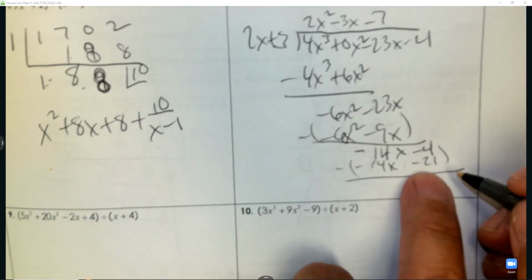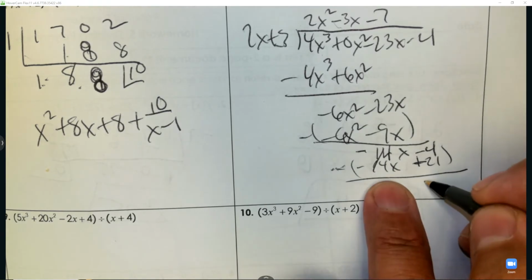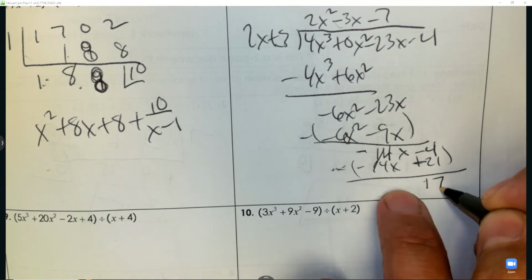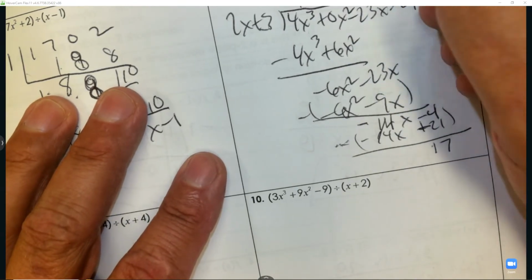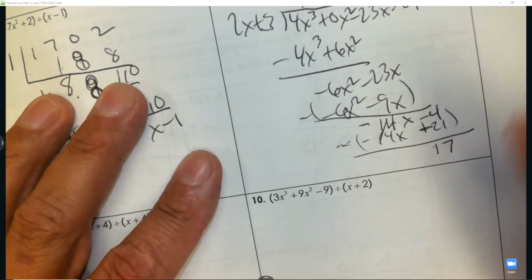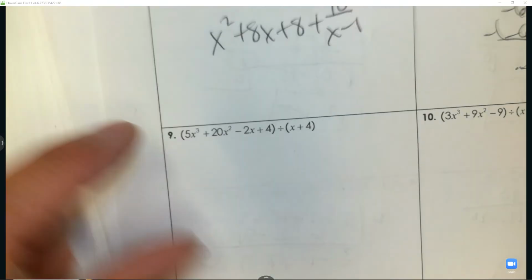Subtract a negative, so this is like adding 21. So if you want, put a plus sign there if you need to. These cross out. That's 17. So we have 2x squared minus 3x plus 17 over 2x plus 3. How are we doing? All right, try another one.